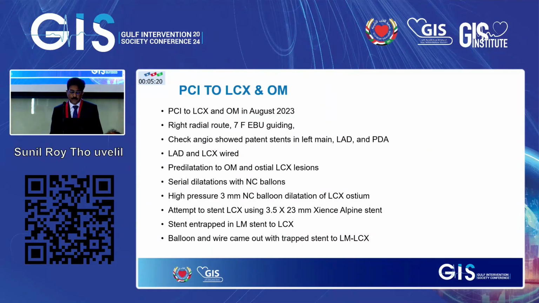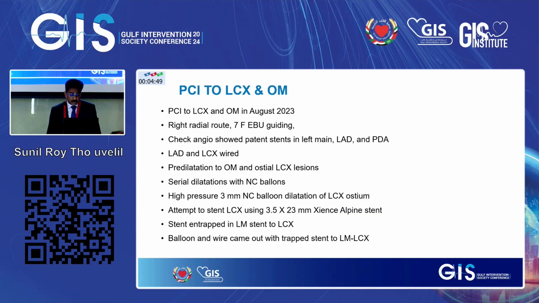After a few months we attempted PCI to the LCX and OM by radial approach, and we used a 7F EBU guiding catheter. Check angio showed patent stents in the left main LAD and the PDA. LCX was wired and LAD was also wired. Pre-dilatation was done to the obtuse marginal branch and ostial LCX. Then serial dilatation with an NC balloon, going up to a 3 mm NC balloon, with dilatation of the proximal LCX and the ostium.